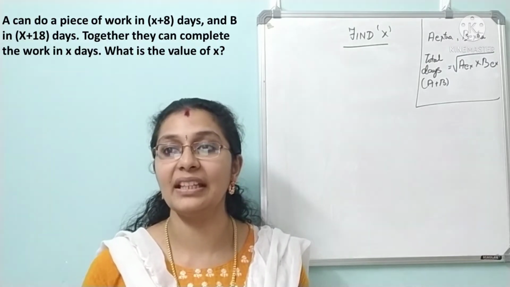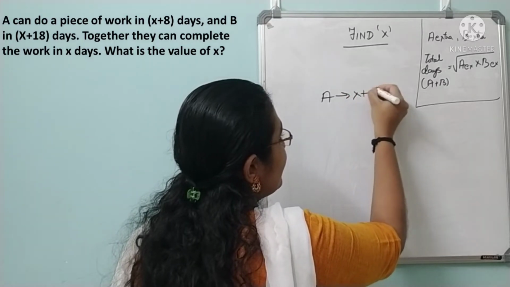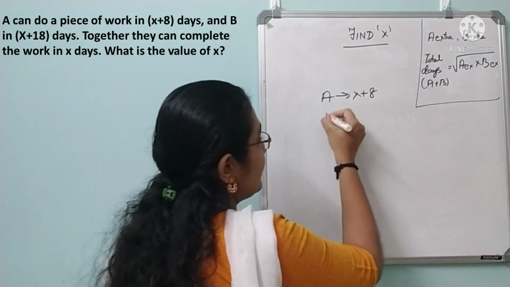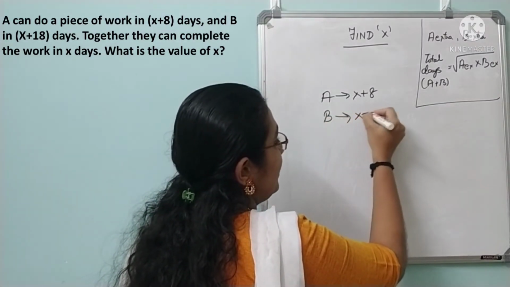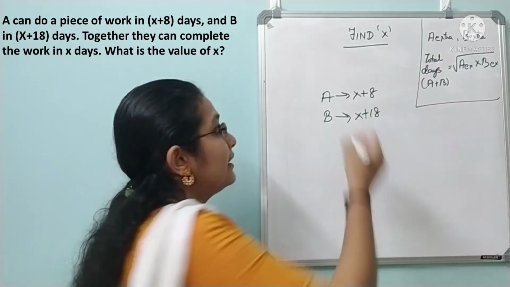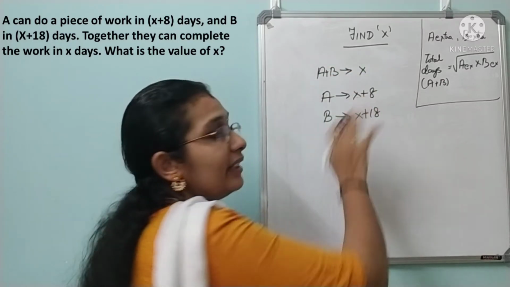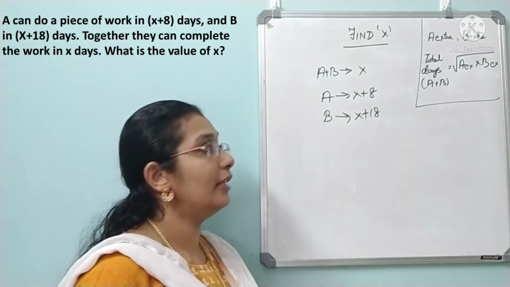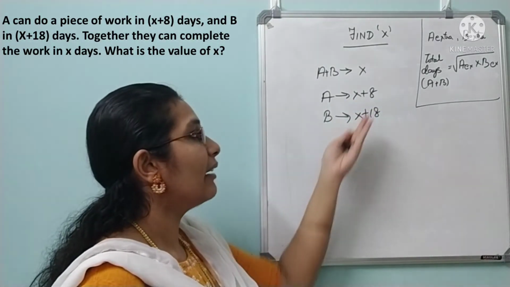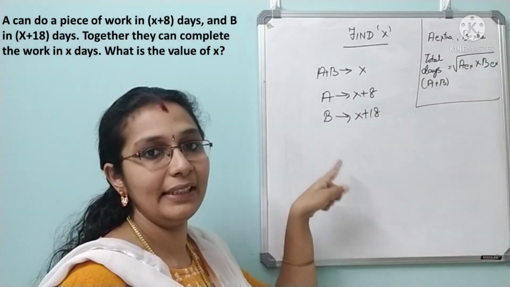A can do a piece of work in X plus 8 days, and B can do it in X plus 18 days. Together they can complete the work in X days. So I told you, write A plus B on top. What is the value of X? Here they have directly given us X plus 8 and X plus 18. If it takes 8 days more than A plus B, you will have to frame it as X plus 8 and X plus 18.